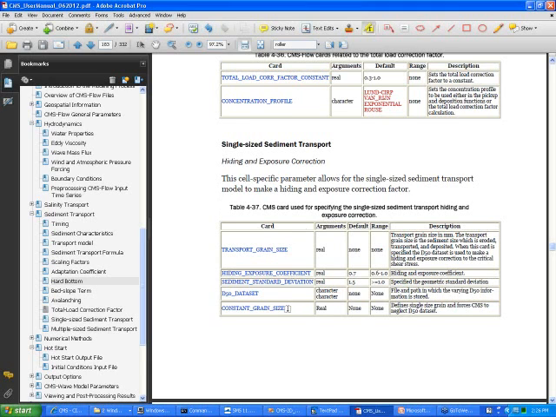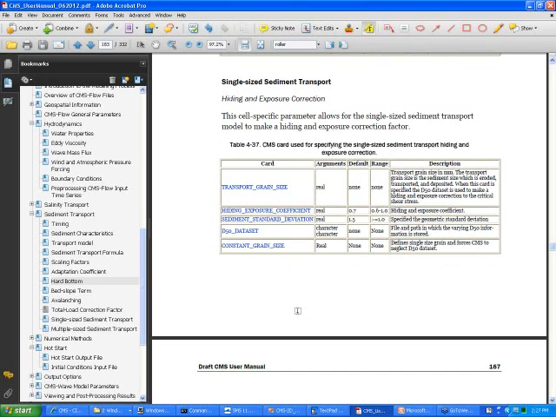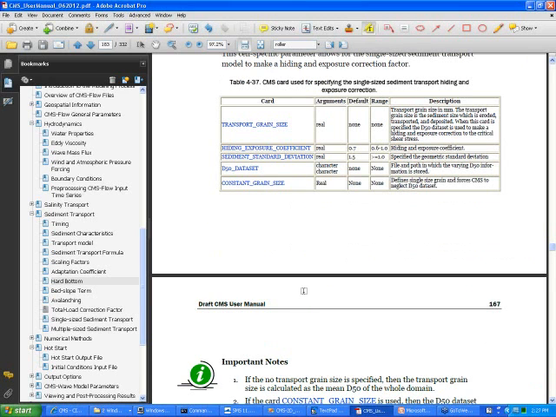And if you specify the card that says constant grain size, what you're saying there is I only have one grain size and the bed composition is also equal to that grain size. So it basically ignores the D50 data set. That's a way of turning off the hiding and exposure correction.